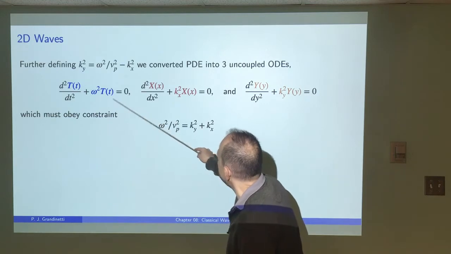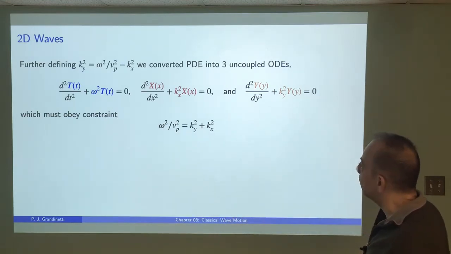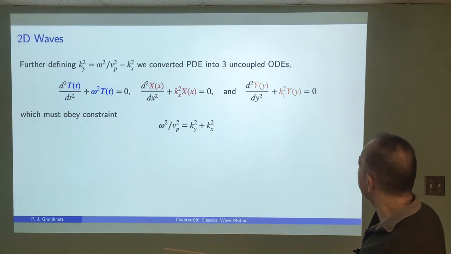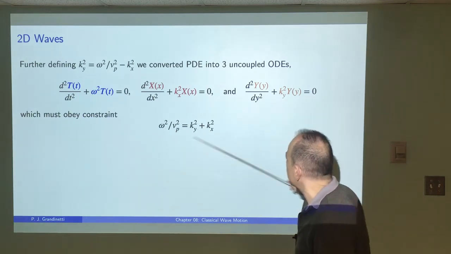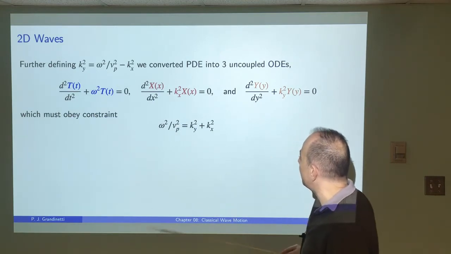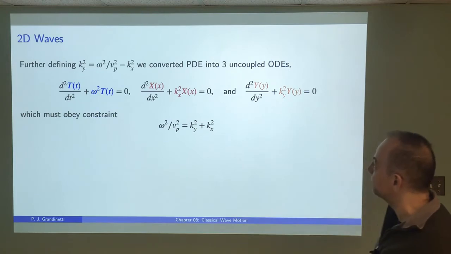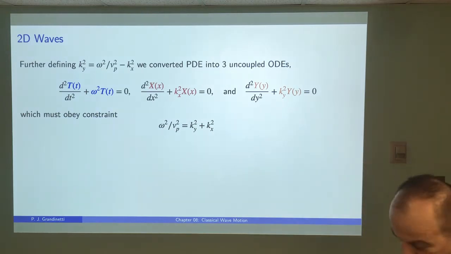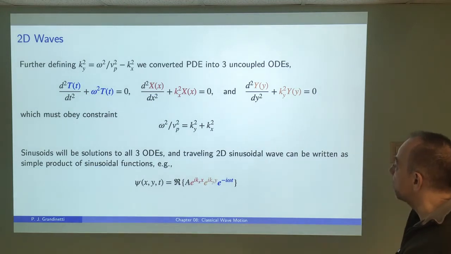So now we have the time ordinary differential equation, the x ordinary differential equation, and the y ordinary differential equation. And in that process, we found this constraint that omega squared over vp squared must be equal to ky squared plus kx squared. Okay? All right, now we have these differential equations.